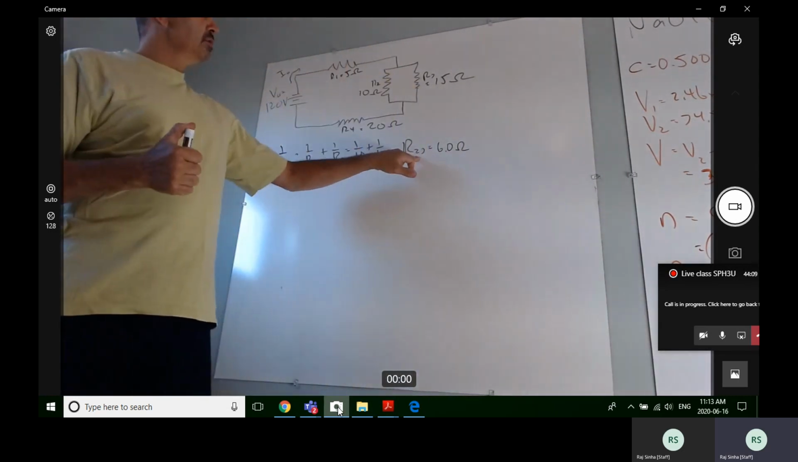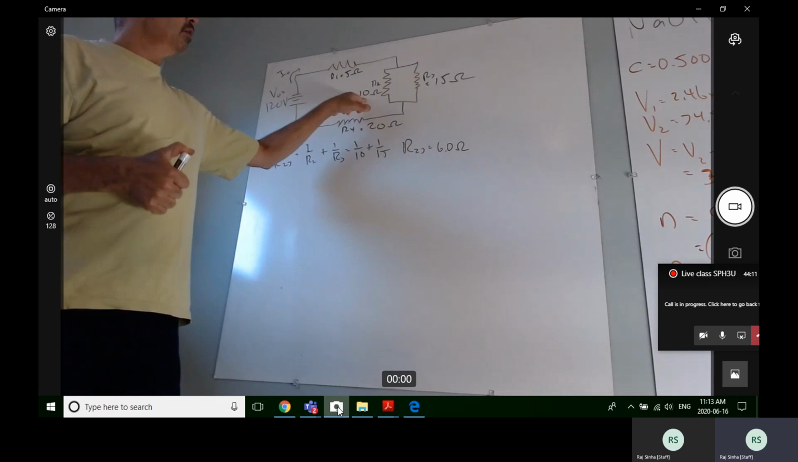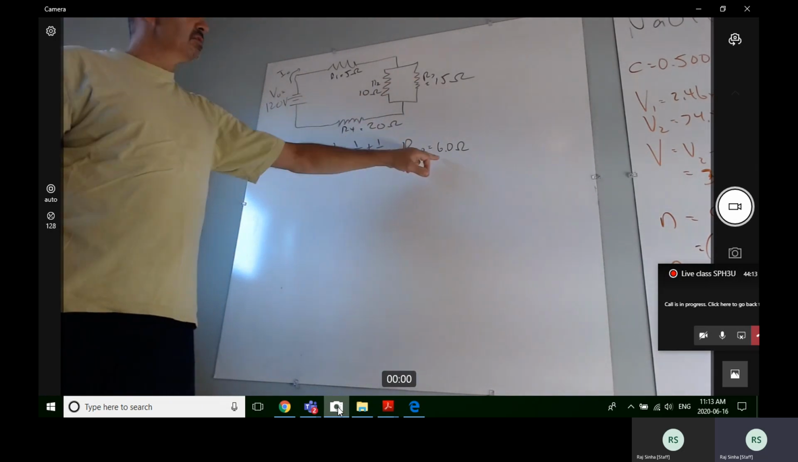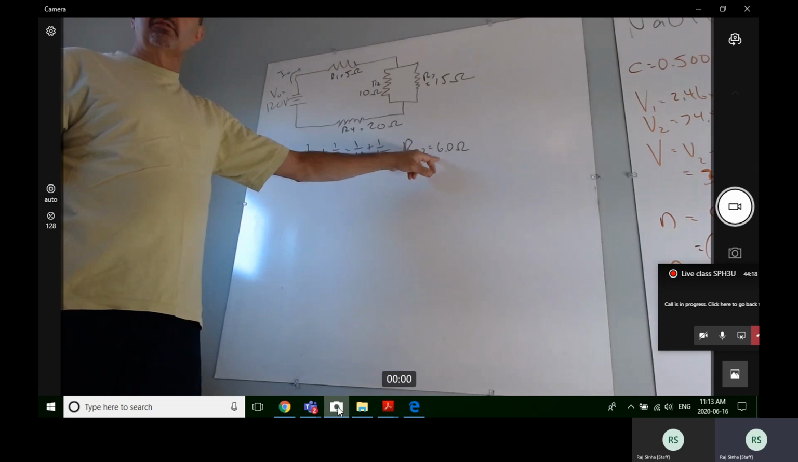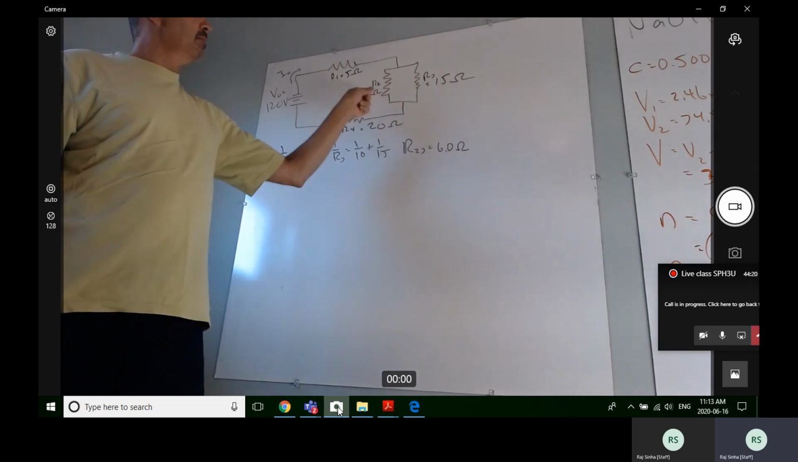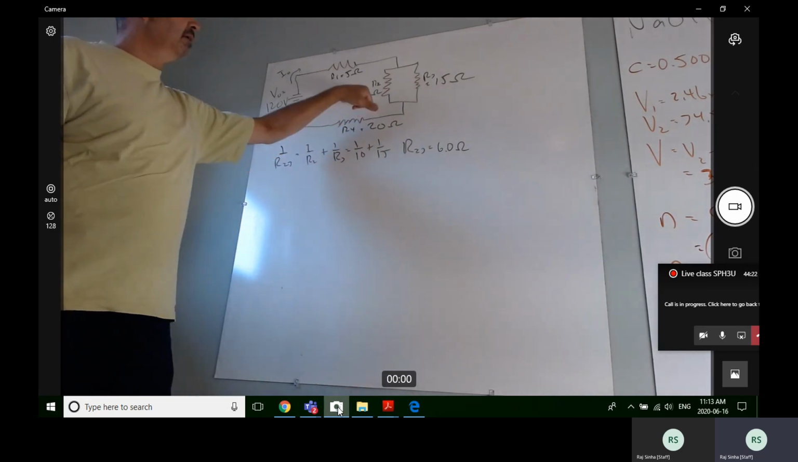Again, notice that the total resistance here is less than the lowest one. If I'm getting an answer which is 75 here, I know that I've messed something up. If I get an answer of 13, I know I've messed something up. It's got to be less than 10.